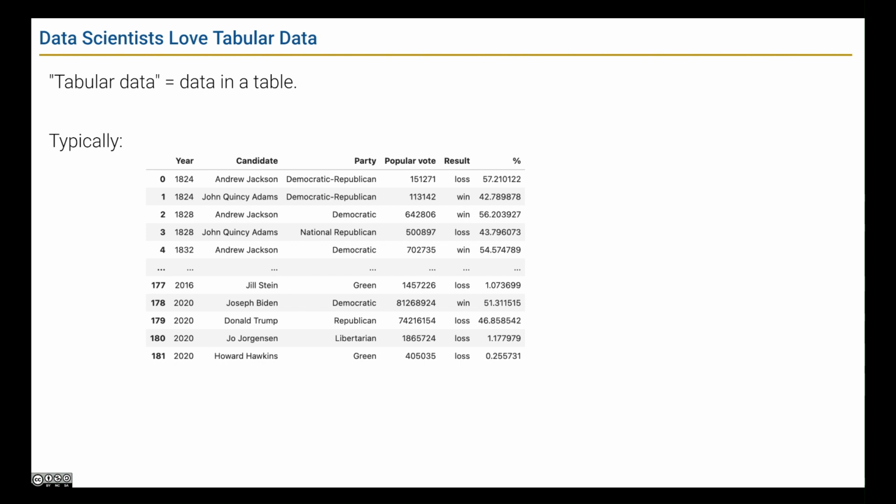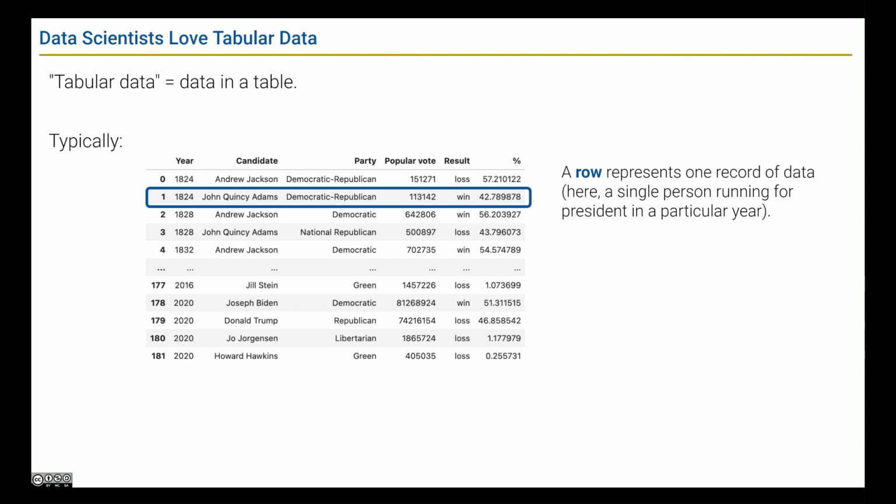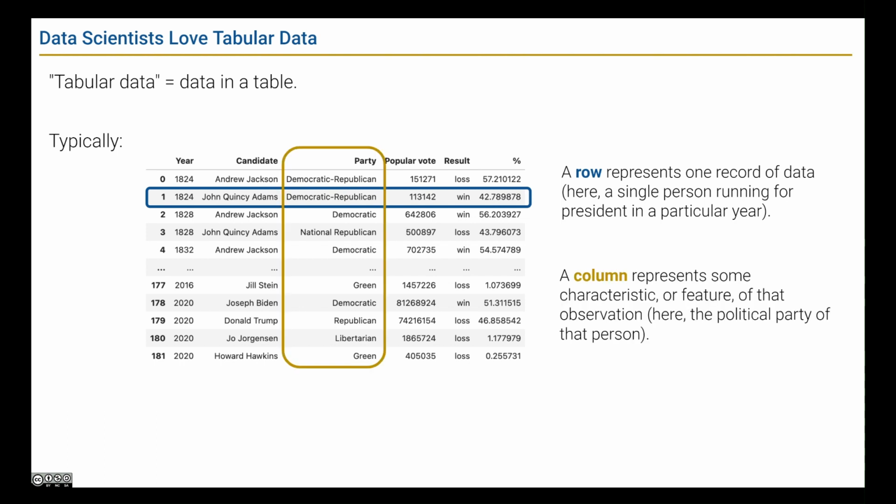A big piece of this course is going to be analyzing tabular data. And by that, I mean data in a table. Typically, it's going to have the following format, where a row is representing one record of data. In this example, this is actually data from US elections. And here, a single person running for president in a particular year is what's represented in a given row. Columns typically represent some characteristic or feature. In this example, the column I have highlighted is the political party.